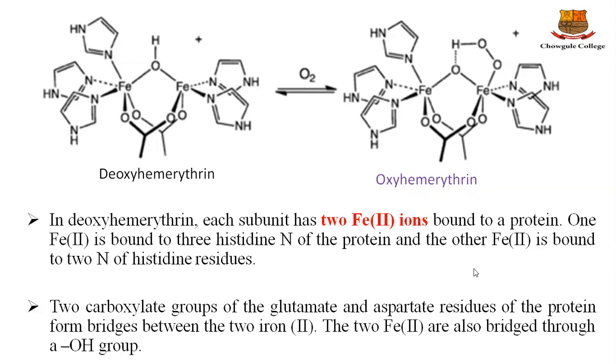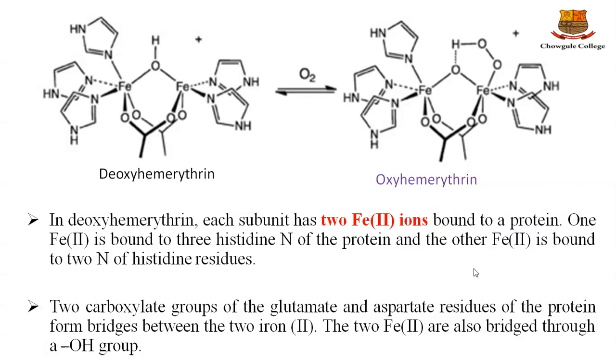In deoxyhemerythrin, each subunit has two Fe+2 ions bound to a protein. One Fe2+ is bound to 3 histidine nitrogens of the protein and the other Fe2+ is bound to 2 nitrogens of histidine residues. Besides this, there are two carboxylate groups of the glutamate and aspartate residues of the protein, which form bridges between the two Fe+2 ions. The two Fe+2 ions are also bridged through a hydroxyl group.